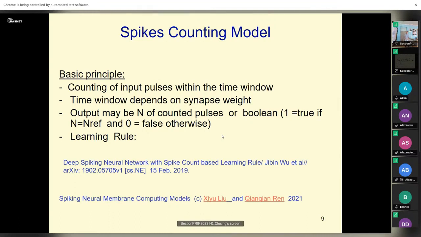The basic principle of this model is counting the spikes within the time window. The time window depends on the sinusoidal wave output membrane from the Boolean process. You can see this reference. Because it's simple, we'd like to load it to this device, which is an MCU or logic elements. You can see next.